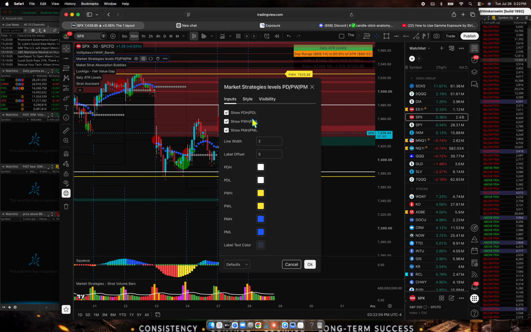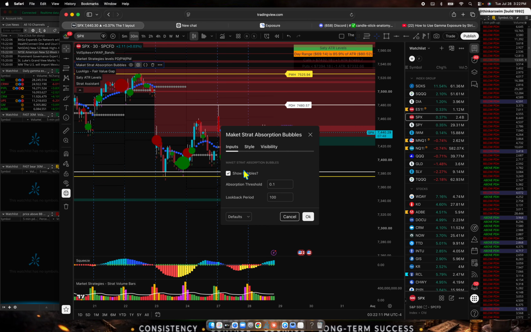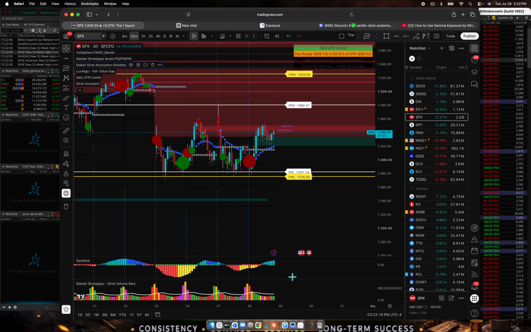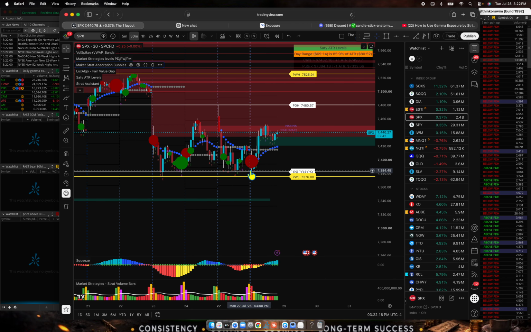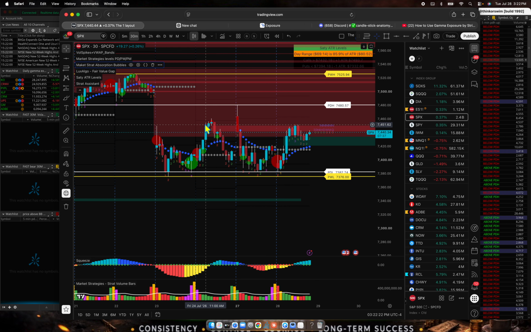On here, everything is on, nothing has changed. My market strategies, absorption bubbles. You don't change anything on here, just leave everything as is. That's what's giving you these red and green dots as prices rejecting and then turning the opposite way. Lux algo fair value gaps, the SATI ATR, which kind of gives you as far as how much price has moved for the current day, 85% here, and the ATR as far as how much it actually trades.